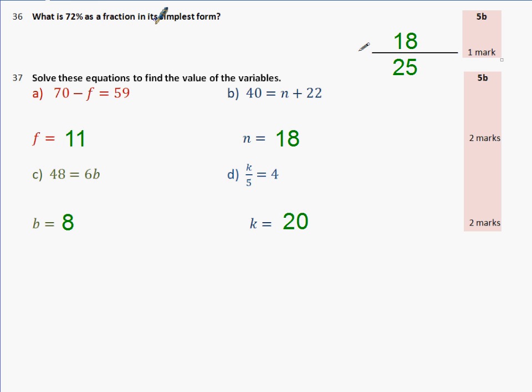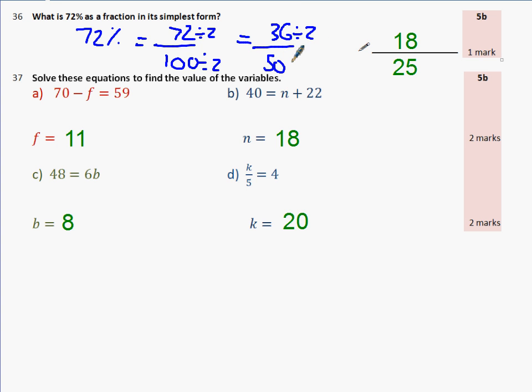Write 72% as a fraction in its simplest form. Well, if I start by writing 72% as a fraction, I would write 72 over 100, and then cancelling that down, I would look for numbers that they both divide by. So they both divide by 2, which gives you then 36 over 50. These both divide by 2, which gives you 18 over 25. And I can't think of any other common factor of 18 and 25 apart from 1, so in which case I've simplified it as far as I can.